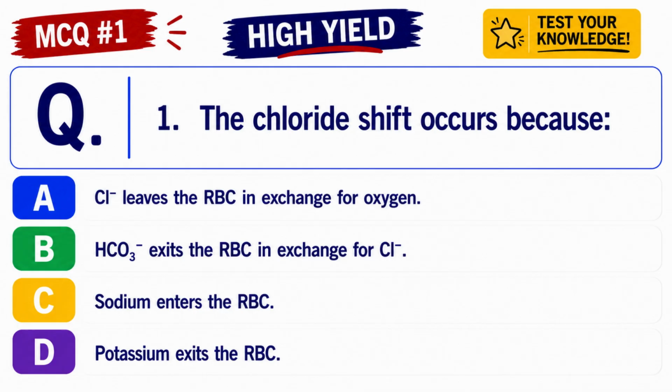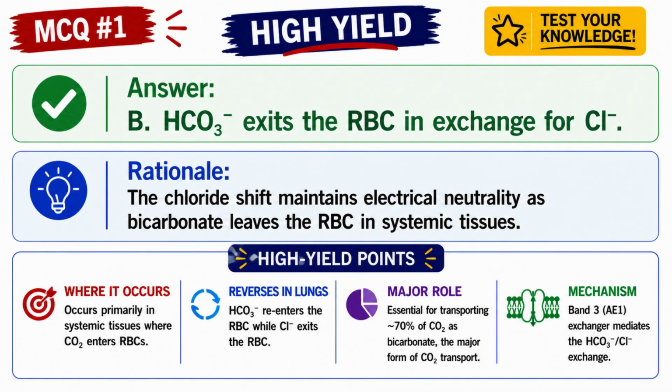Chloride leaves the RBC in exchange for oxygen. B. Bicarbonate exits the RBC in exchange for chloride. C. Sodium enters the RBC. D. Potassium exits the RBC. Pause if you need to think. The answer is B. Bicarbonate exits the RBC in exchange for chloride.